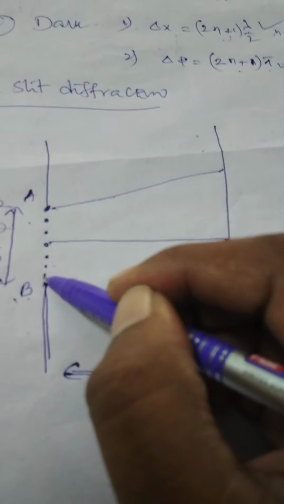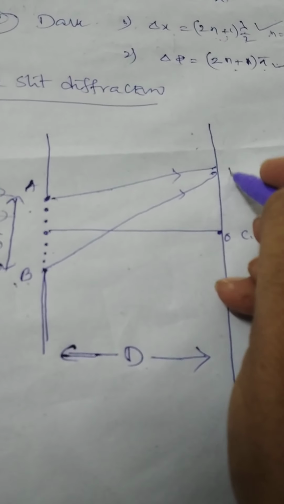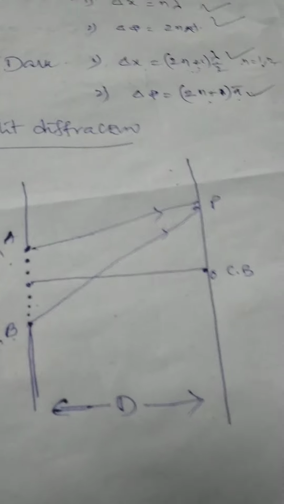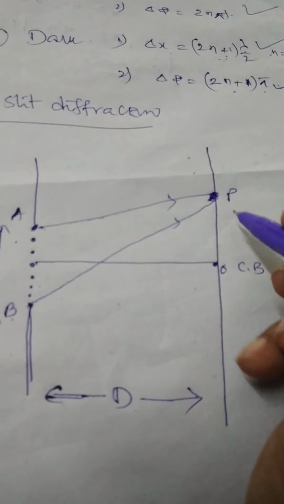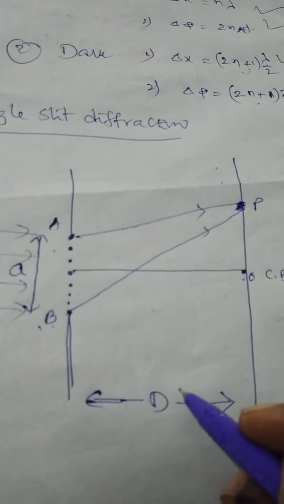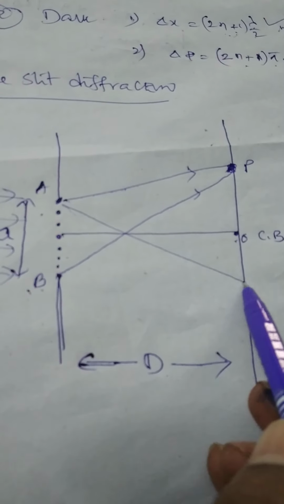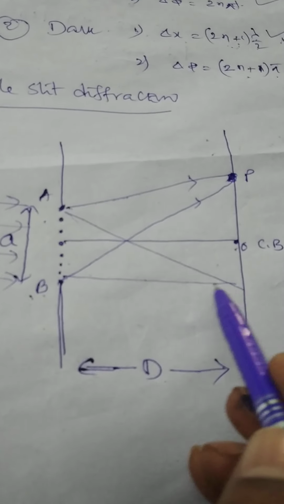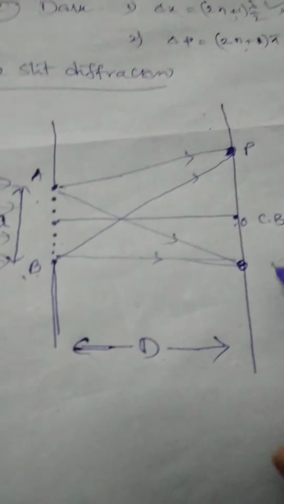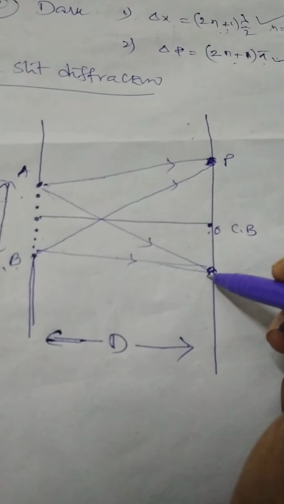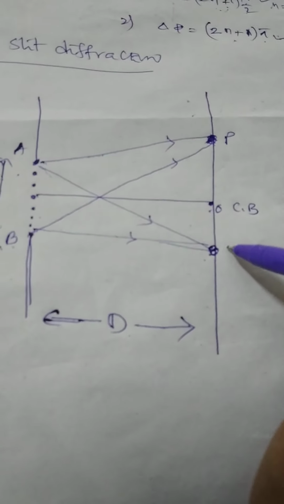Now, to observe this point P on the screen, these two lights interfere together to produce either bright or dark. Let at the point P a first dark be formed. Similarly, just below the central bright band, here also there is a first dark. This is the first dark and this is the first dark. In between these two, the complete region is a bright region.